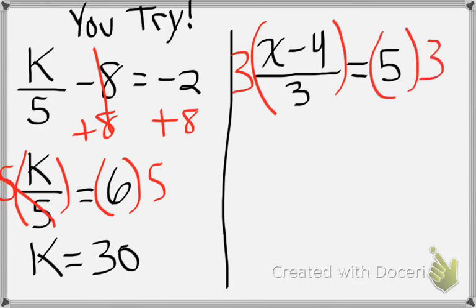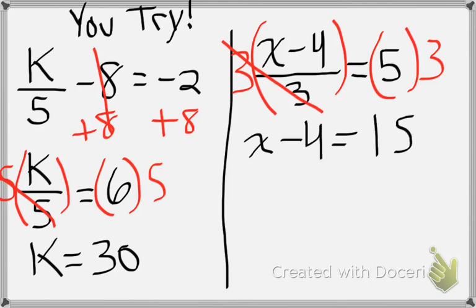So we can get that 3 and move it to the other side. The 3's cancel on the left side. We're left with x minus 4 equals, and on the right side we have 15. So now your job is just to get rid of the minus 4, and to get rid of minus 4, do the opposite, which is add 4.